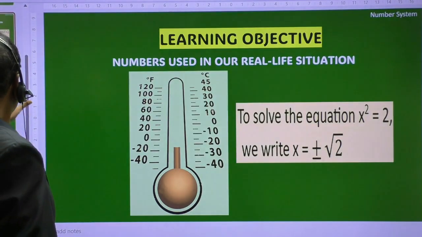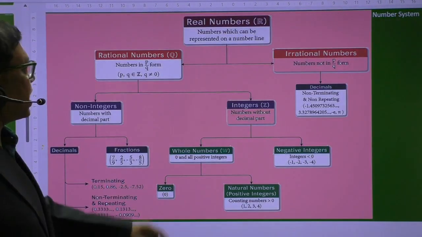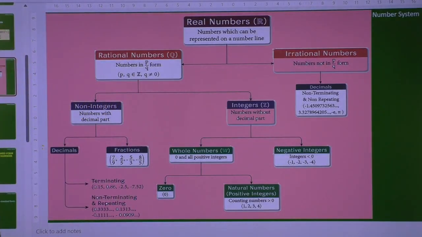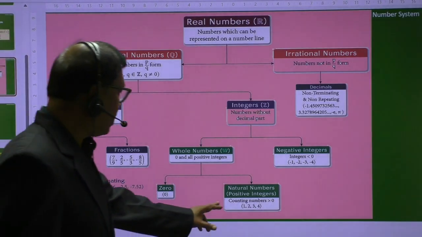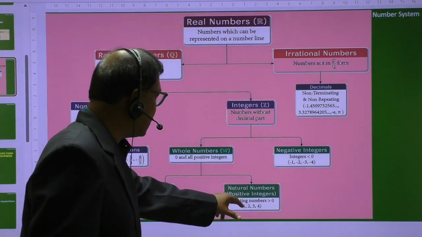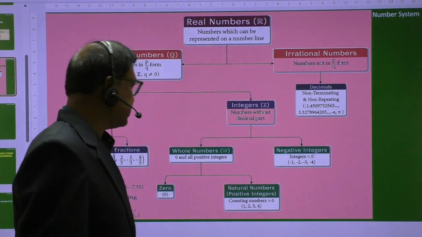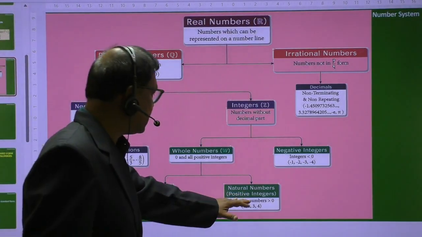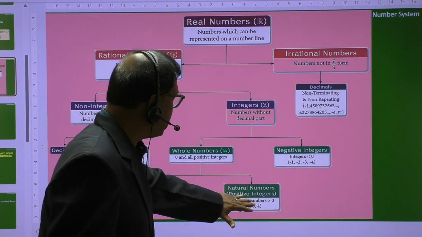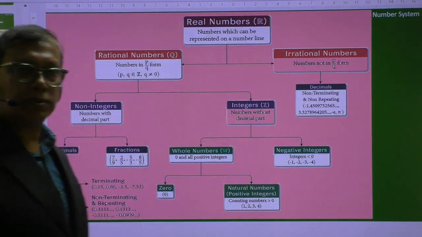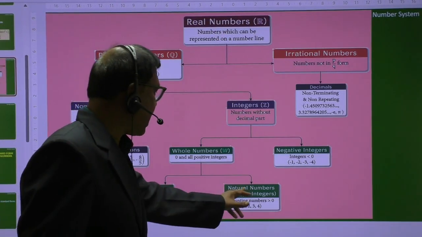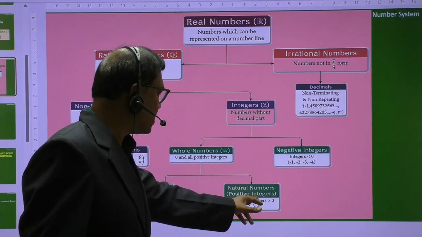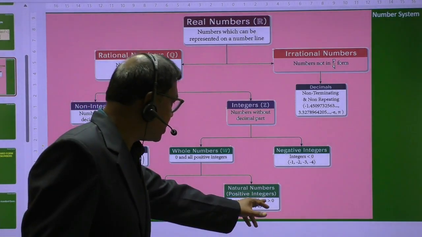Now see this chart. Please follow this chart. This is the real number chart. We'll follow from the last. That means we'll proceed from the last portion, from below to top we'll move. See here, natural numbers or positive integers or counting numbers.